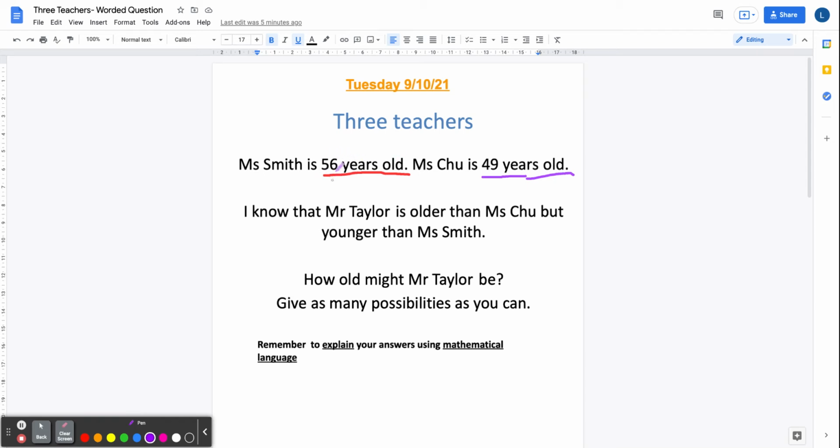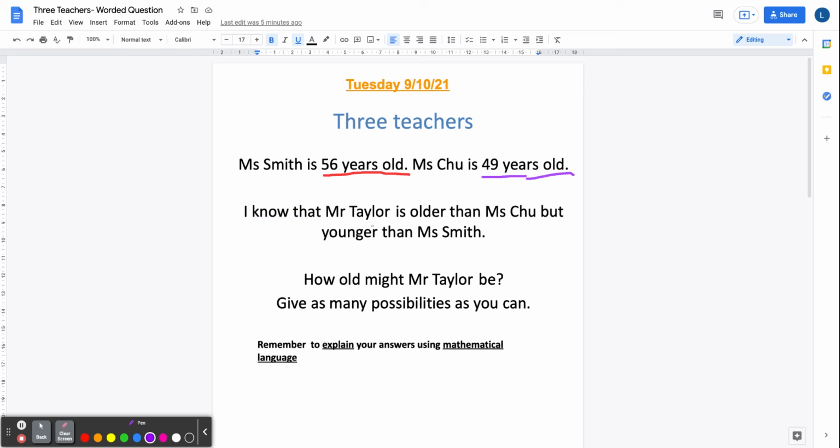That's right, 56 is larger than 49. So Miss Smith is older than Miss Chu, because we know 56 is larger than 49. So that's our first 2 teachers. Let's find out about our third teacher.